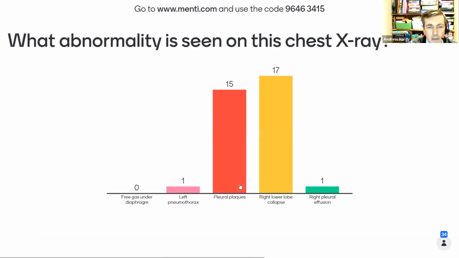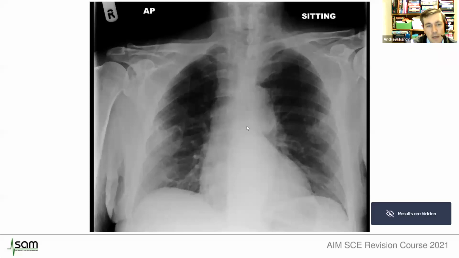Right lower lobe collapse. Essentially that will collapse down into a triangle. So you'd lose the right hemidiaphragm, and then the lobe sort of pivots on the hilum, so you get a sort of triangular density down on the right side.